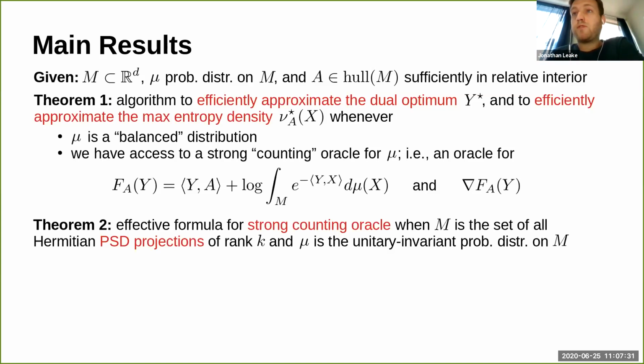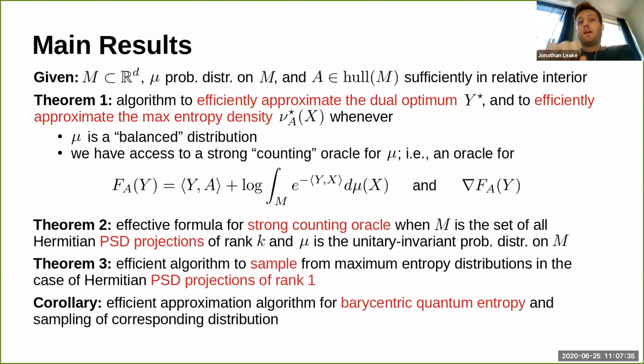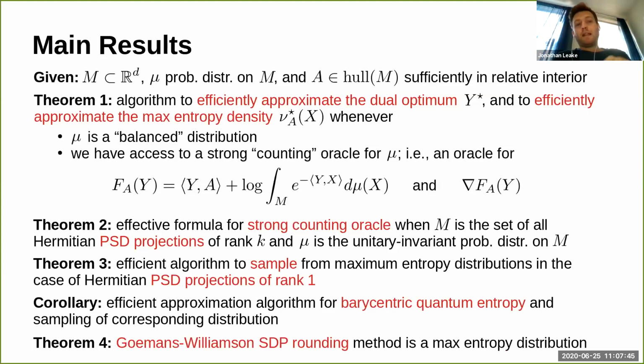And that also holds for the case of K equals 1, which is this barycentric quantum entropy, and we also have the ability to sample in that case. So as a corollary, we get this approximation algorithm for the quantum entropy, and we can also sample from the corresponding distribution.